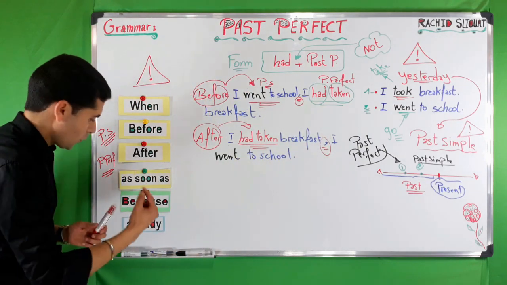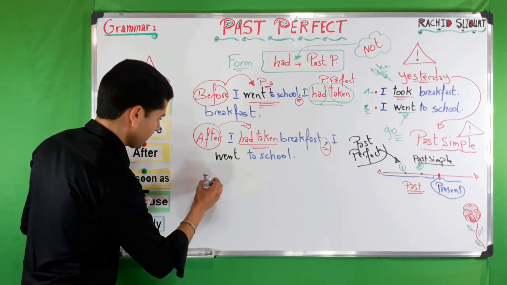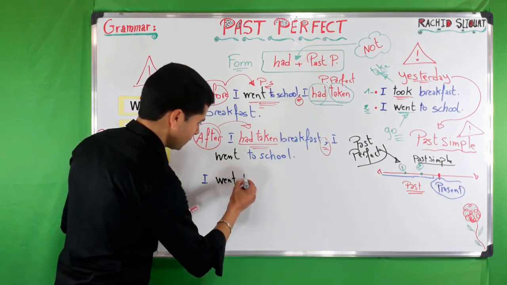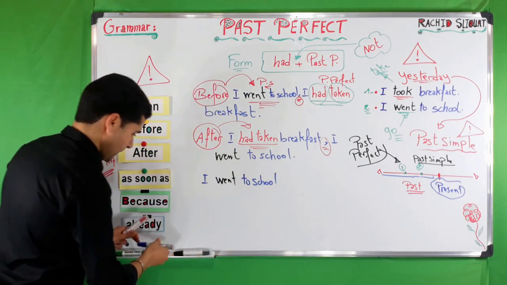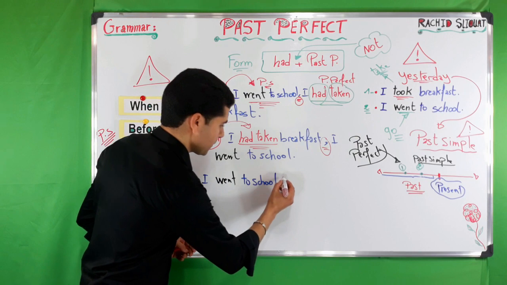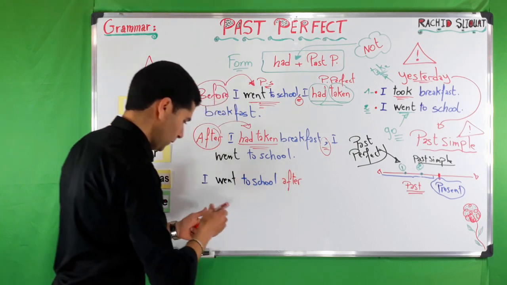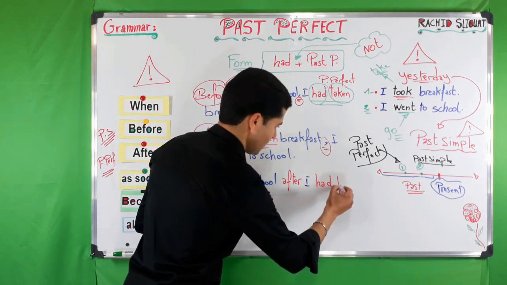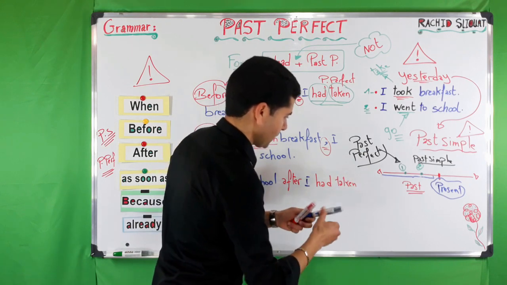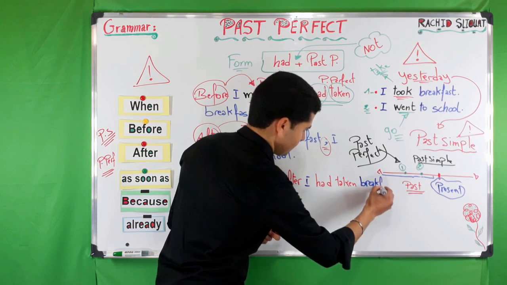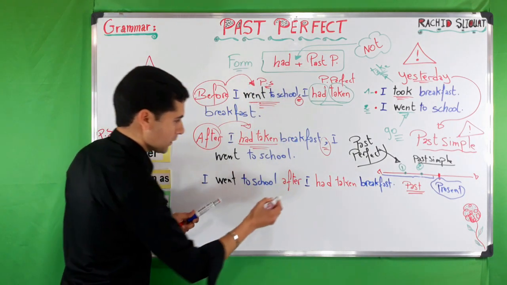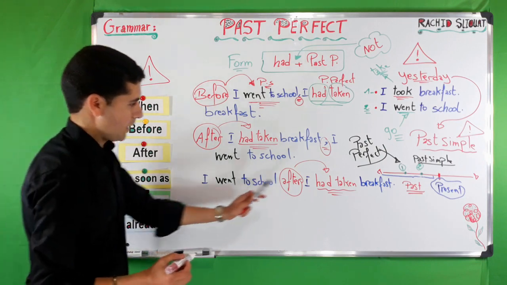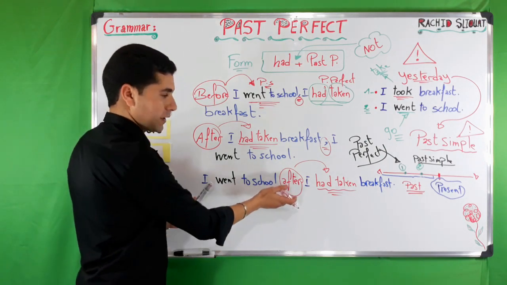All right. Now here we can take this one example. We can say, for example, I went to school. Here we need after, because we need the past perfect. After I went to school, after I had taken breakfast. Again, after is always with past perfect. So here we have after in the middle.